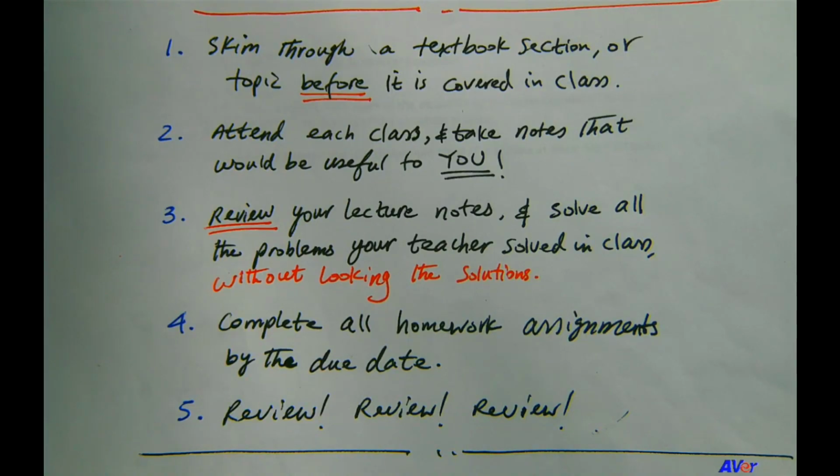At the same time, come back to the video and solve all the problems that I have been solving in these videos without looking at the solutions. And then, of course, complete all the homework by the due date and spend half an hour a week reviewing the previous material. That's all it takes to keep things fresh in your mind.